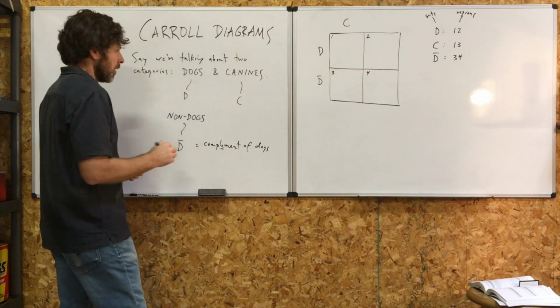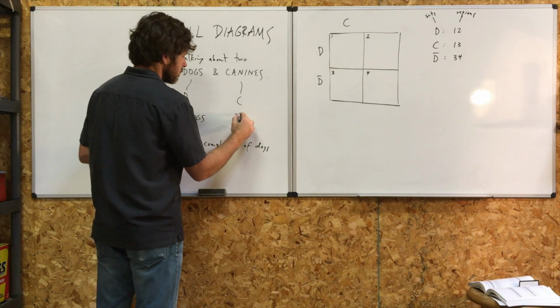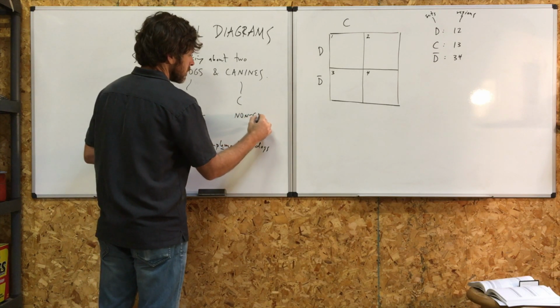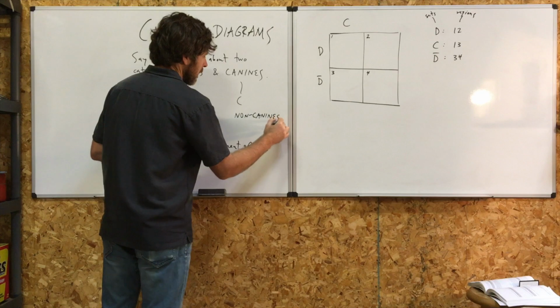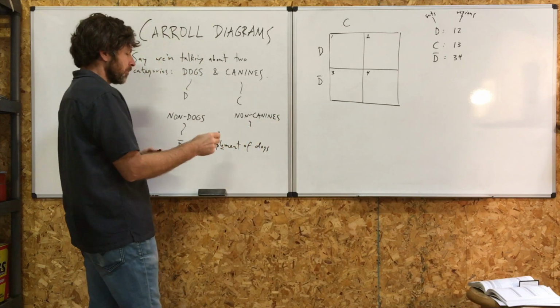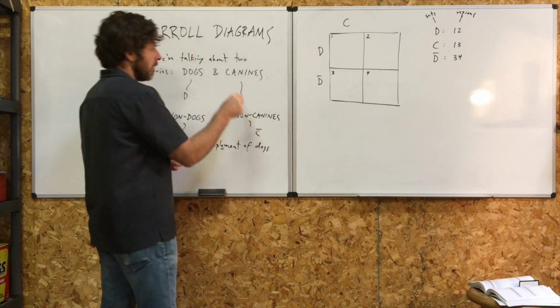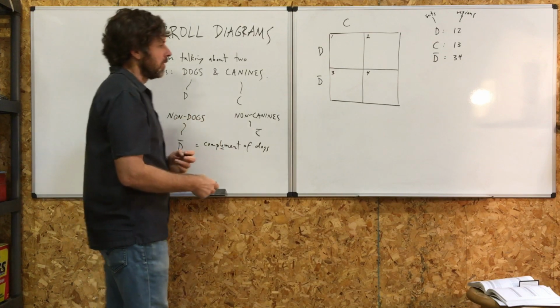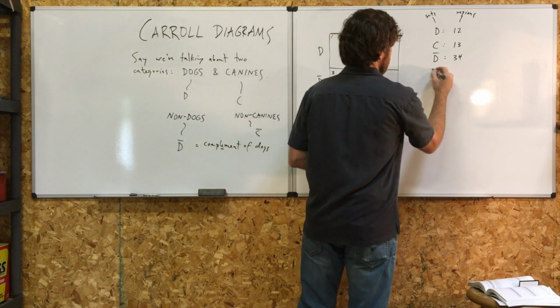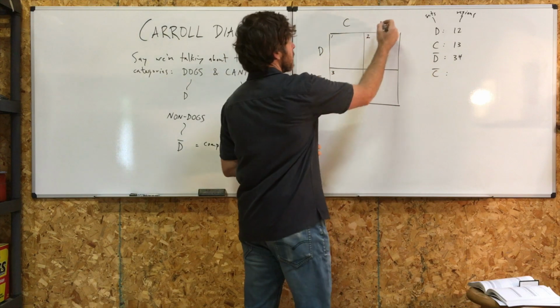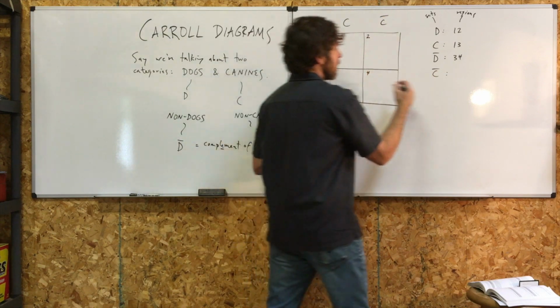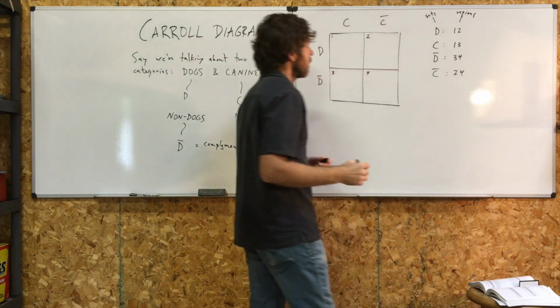Now, what about non-canines? Well, that's a set as well. That's the set of all things that are not canine. Non-canines, not C, is represented by regions 2 and 4.